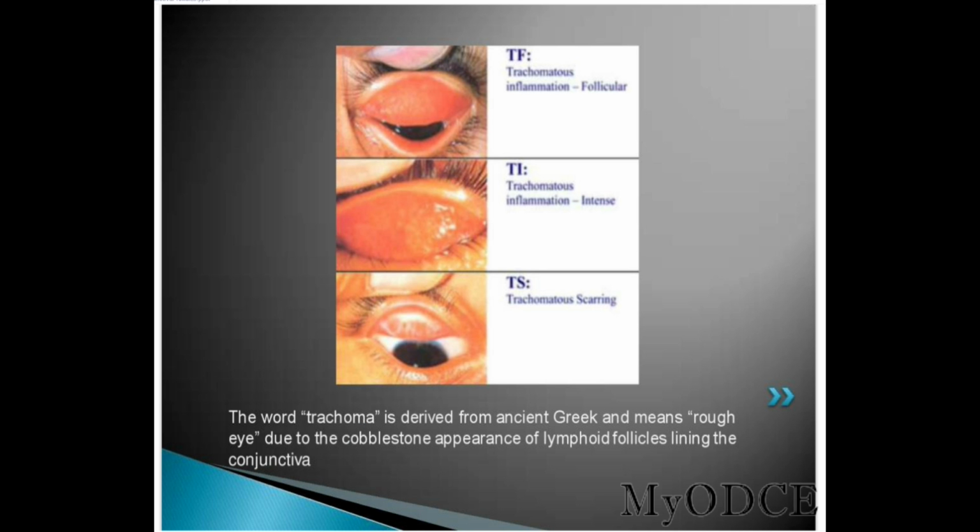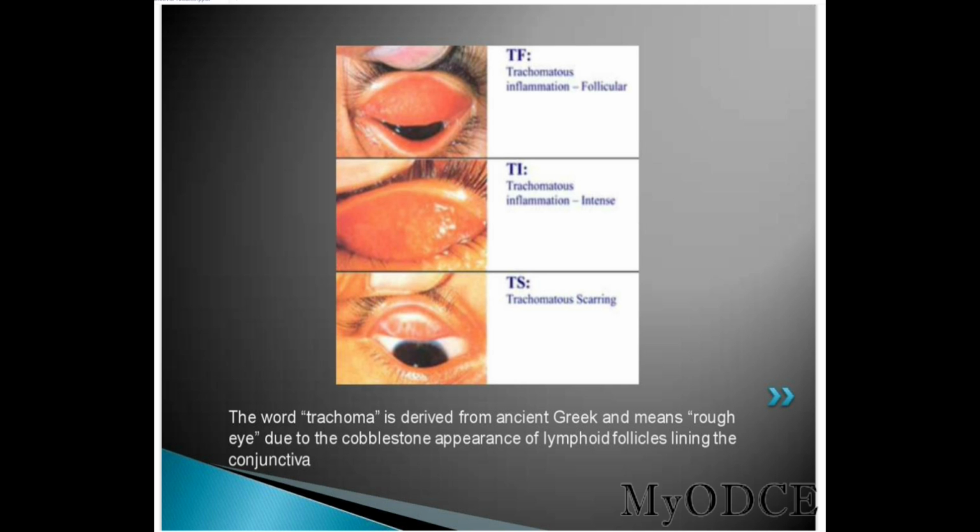So, looking here at different stages of trachomatous infection. First of all, the word trachoma is derived from the ancient Greek word meaning rough eye, due to the cobblestone appearance of the lymphoid follicles that line the conjunctiva. In each of these images, you'll see the lid is flipped. Again, that reinforces the importance and value of fully flipping a lid and taking a look at a patient with a red watery eye.